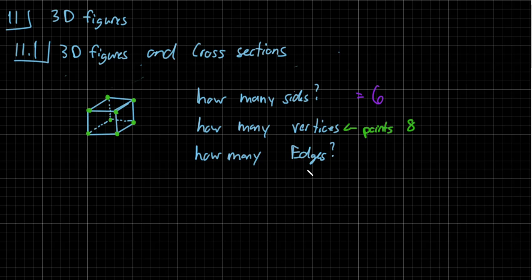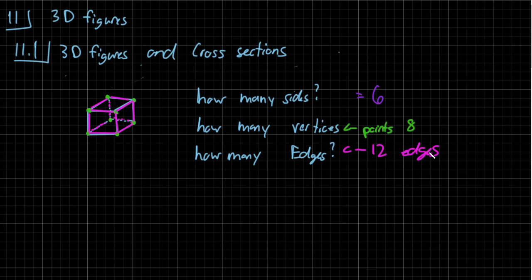So, edges should have been 12. 12. Yeah. So, let's do it in pink. So, like, this is an edge. It's kind of like connecting on the points. So, these are all edges. 1, 2, 3, 4, 5, 6, 7, 8, 9, and we got the dotted ones, 10, 11, and 12. So we have a total of 12 edges in this shape.